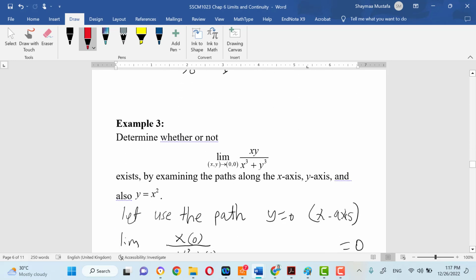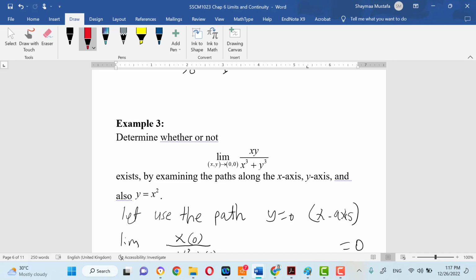Okay, for this example, we need to determine whether this limit exists or does not exist. Here I ask you to find the limit along the path of the x-axis, along the y-axis, and along y equal to x squared. So I will find the limit for these three paths. If the limits are different, it means that the limit does not exist.